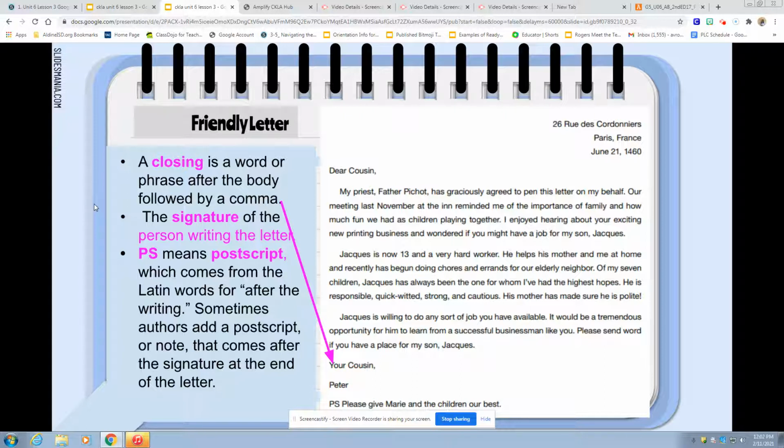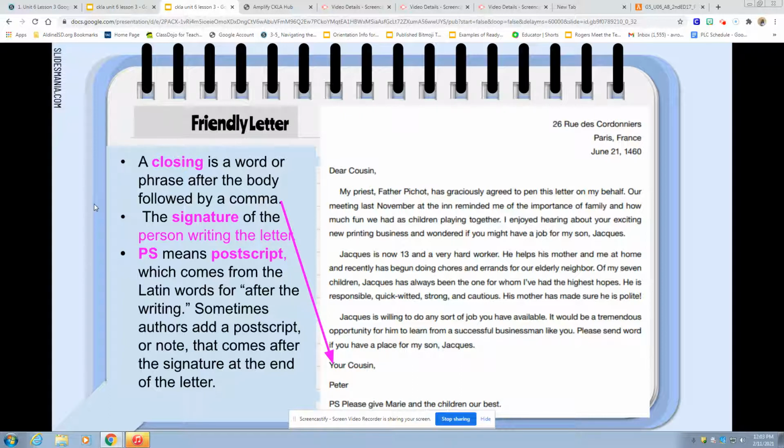He's responsible, quick-witted, strong, and cautious. His mother has made sure he is polite. Jock is willing to do any sort of job you have available. It would be a tremendous opportunity for him to learn from a successful businessman like you. Please send word if you have a place for my son, Jock. Your cousin, Peter. P.S. Please give Marie and the children our best.